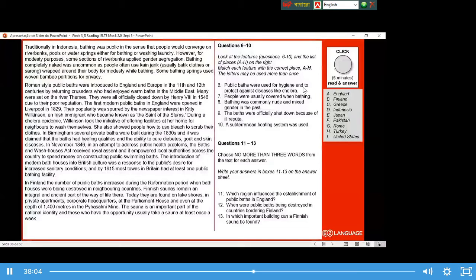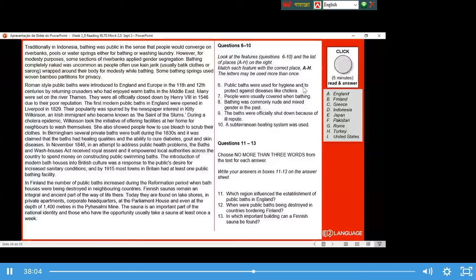Point number eight: bathing was commonly nude and mixed gender in the past. That also said, yeah, it was nude and mixed gender in the past. You can see in the previous part that it was male and female. So that is Japan. Number eight.